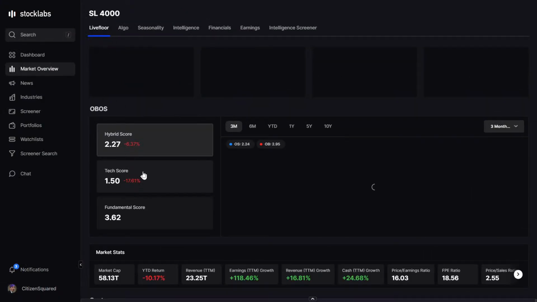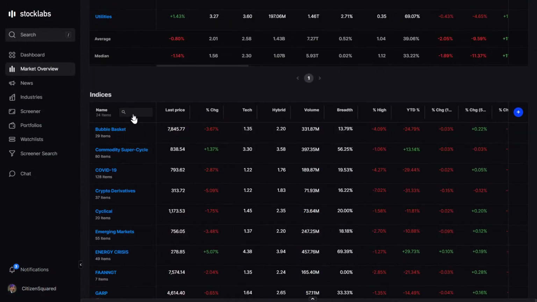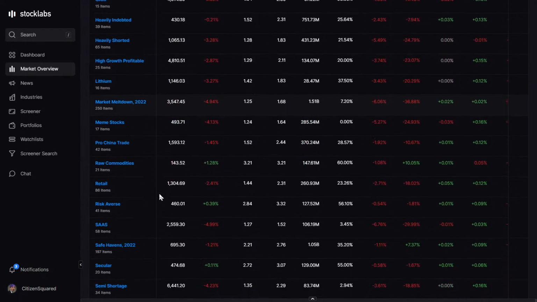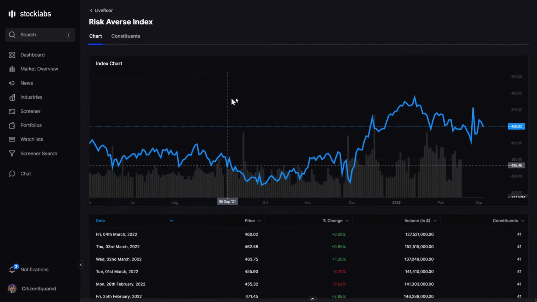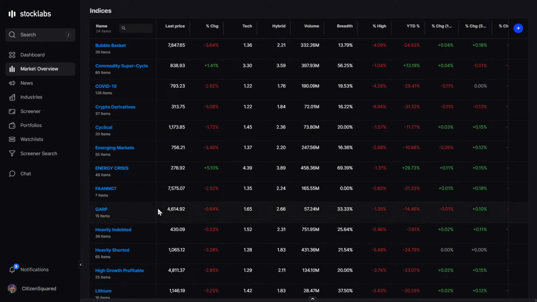And then down below here we have custom indices that Fly makes ad hoc whenever there's a set of stocks or a group of stocks that we need to keep an eye on for just themes or emerging themes in the market. So usually something like risk averse, or you can do like bubble stocks or whatever.